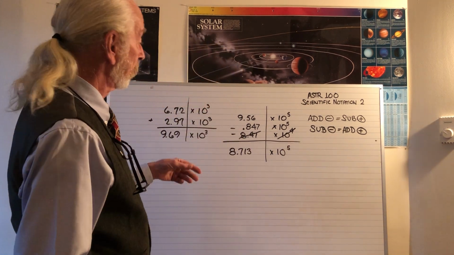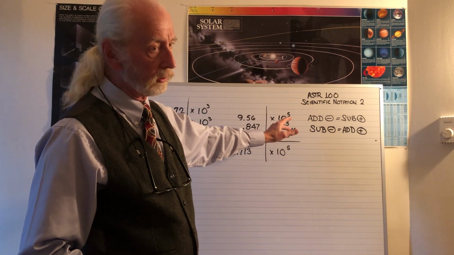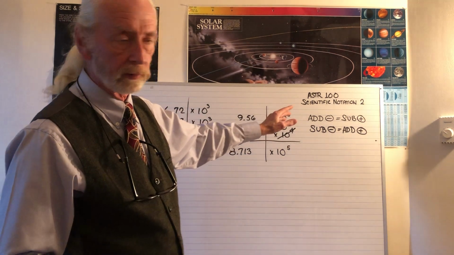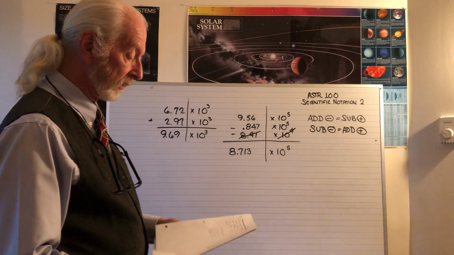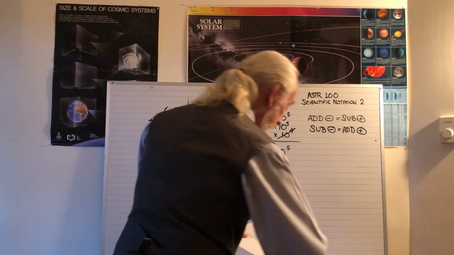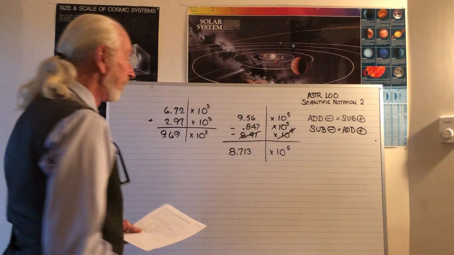Now some folks ask, could I have just changed the 10 to the fifth to the 10 to the fourth instead? Yeah, you could do that too. Many roads lead to Rome. Either way it'll work. All right, so that's adding and subtracting. Next page, page 20. We got to be able to square and cube numbers.